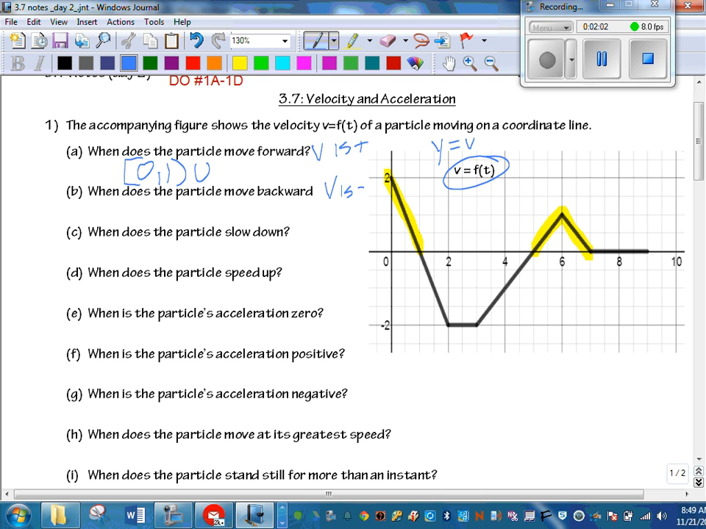All right, so this one then is from 5 to 7. That one's going to have parentheses on both because the velocity is 0 at 5 and 7. And then next part, the particle is moving backwards when the velocity is negative. So that happens from 1 to 5.